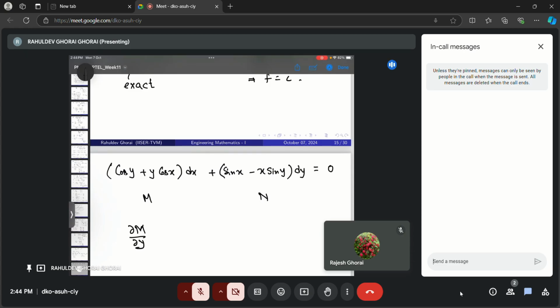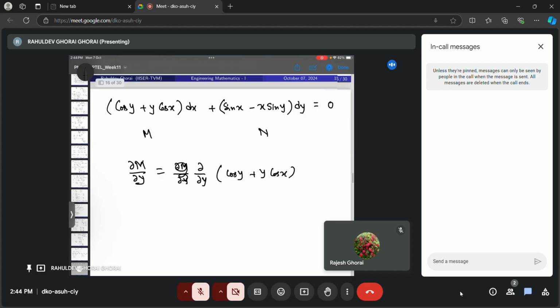Means if you have a function of two variables x and y, let's say, then del M del y means you are doing partial derivative with respect to y. And what is the meaning of that? So you keep x fixed, then you are doing derivative with respect to y, that's all. So here it will be del y of cos y plus y cos x. So x is fixed.